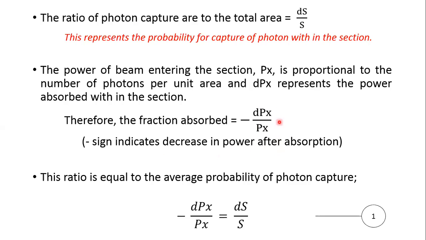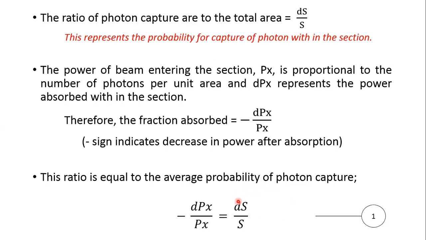Now this ratio, the fraction of light absorbed, is equal to the photon capture area, or the probability of photon capture, and that can be shown by equation 1, that is, minus dPx upon Px equals dS upon S.